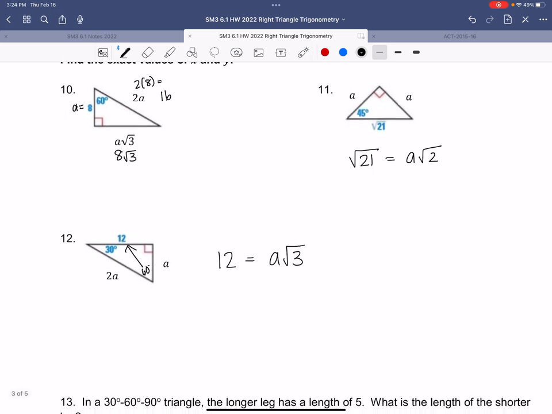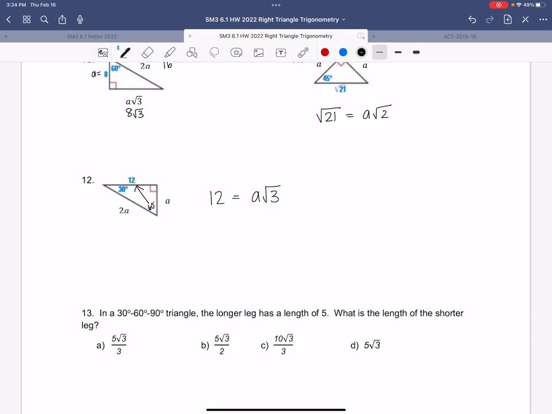And lastly, it says in a 30, 60, 90 triangle, the longer leg has a length of 5. What is the length of the shorter leg? So if I've got a 30, 60, 90 triangle, it says the longer leg is 5. The longer leg is going to go across from the 60 instead of the 30 because it's a bigger angle. It wants to know the shorter leg. Okay, so again, I'm looking for the one that goes across from the 30, but what I'm given is the one that's across from the 60.